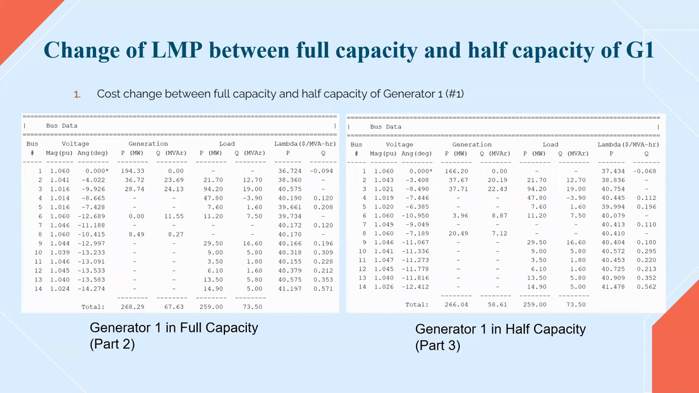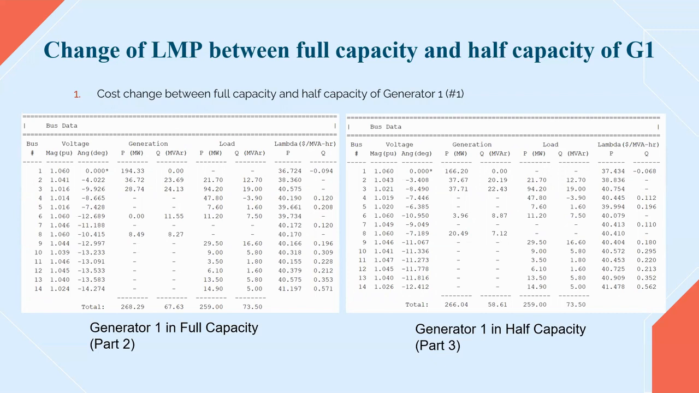The increased total cost in the half capacity generator 1 scenario can be attributed to the reduction of generator 1's Pmax by half, necessitating other generators to produce more power to meet the demand. Since the cost associated with other generators is higher than generator 1, the total cost consequently rises.